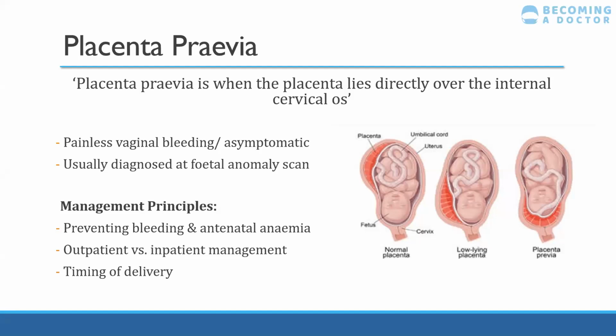So a lot of the time, in 90% of cases of people with low-lying placenta, the placenta actually moves as the gestation increases and the uterus stretches. So it might be that the placenta is then far away from the internal os by 36 weeks and they can have a normal delivery.